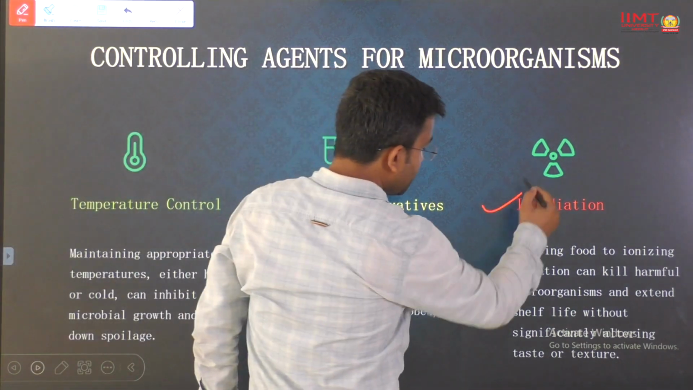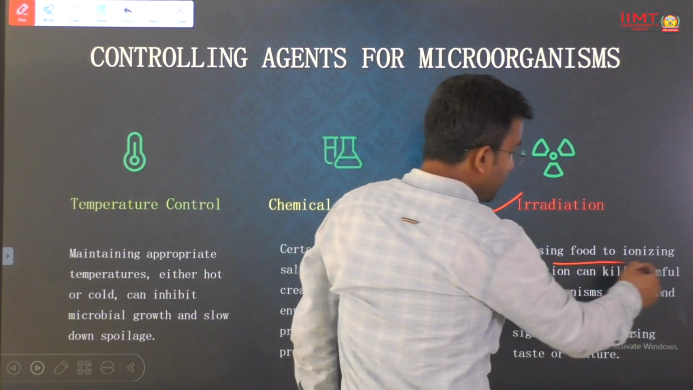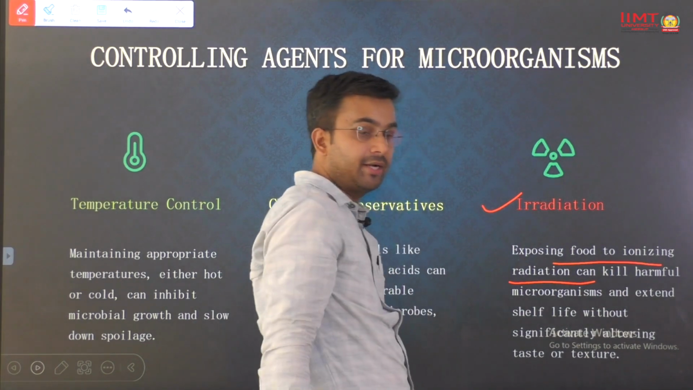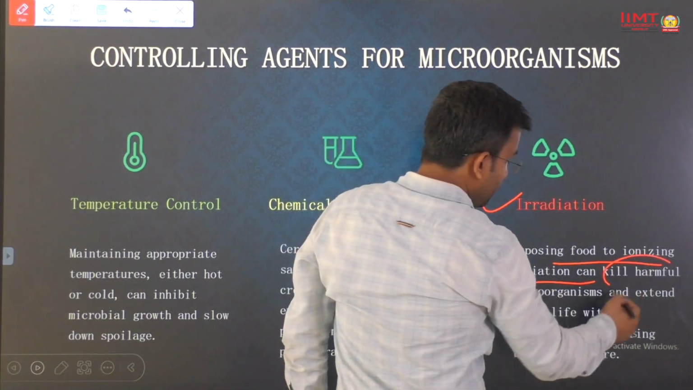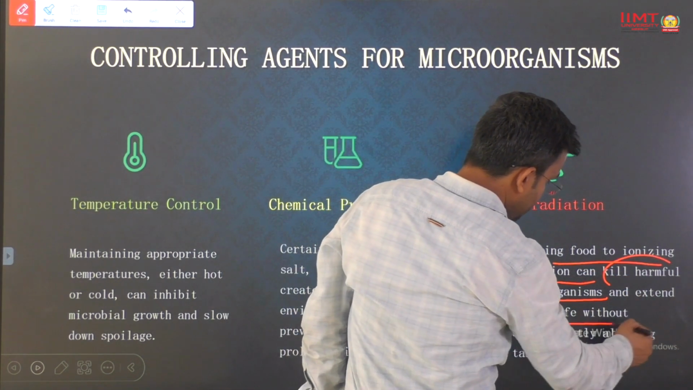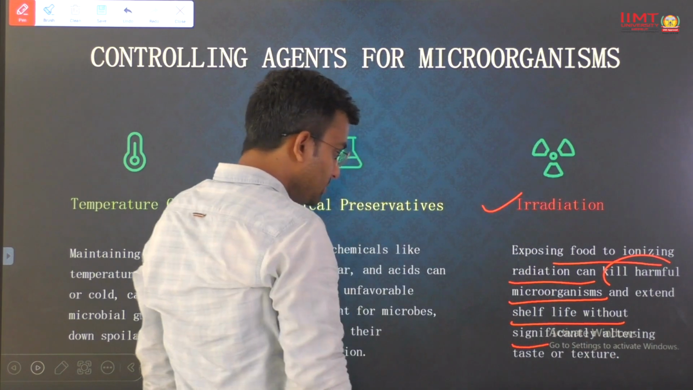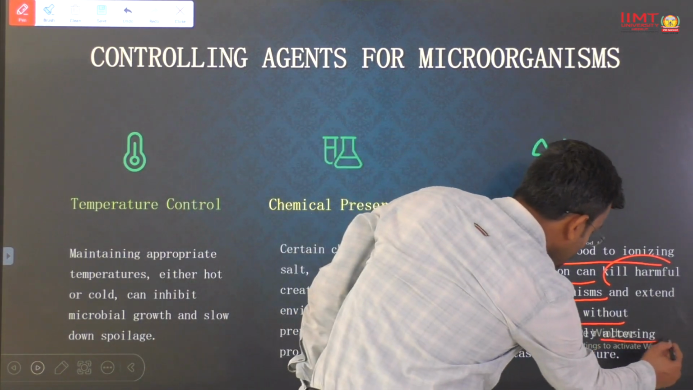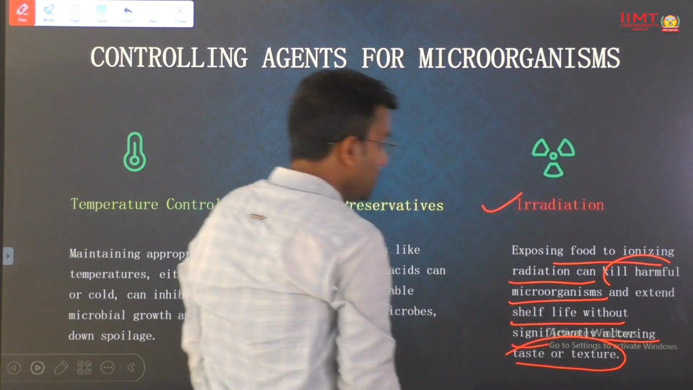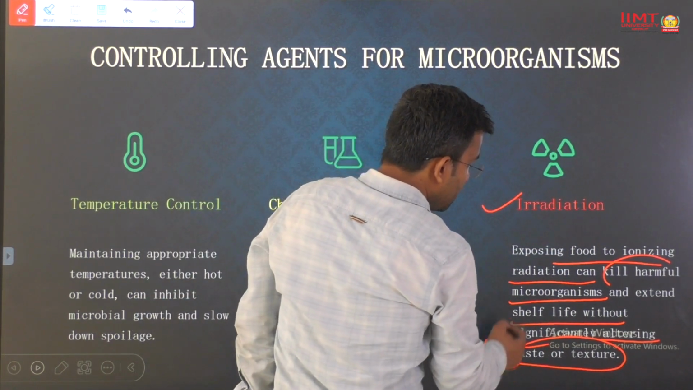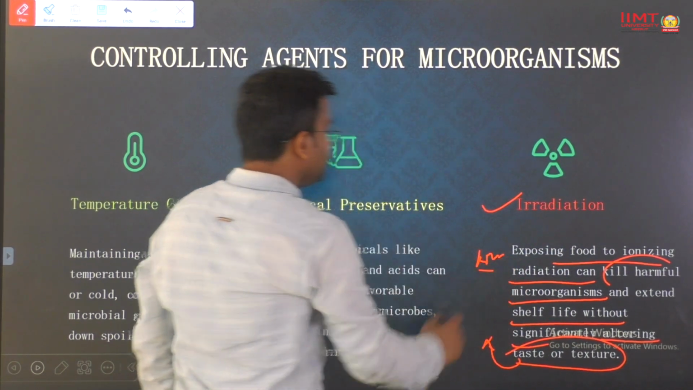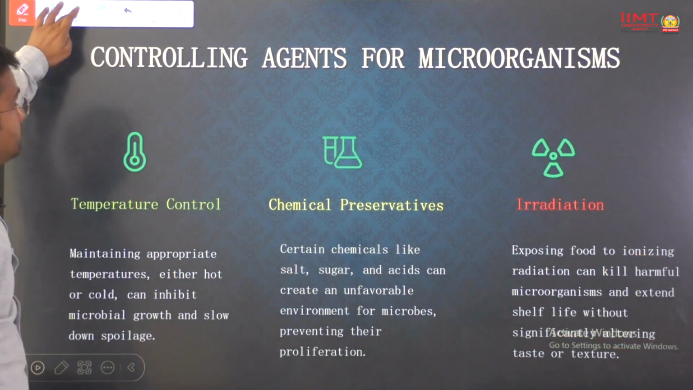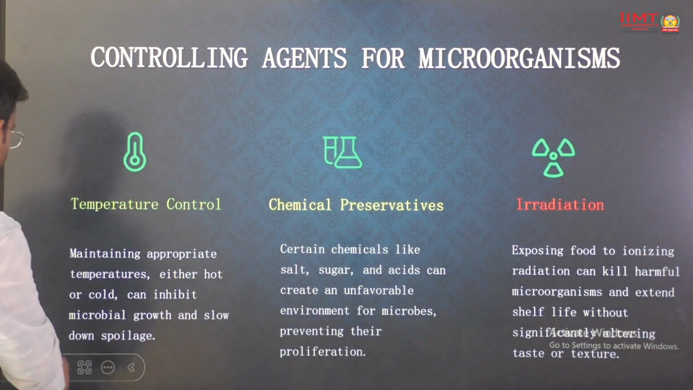And here is the irradiation process, in which food is exposed to ionizing radiation. By the radiation we kill harmful microorganisms and extend the shelf life without significantly affecting the taste or texture. Means no change in texture or taste, and we kill the microorganisms. So we go for next.